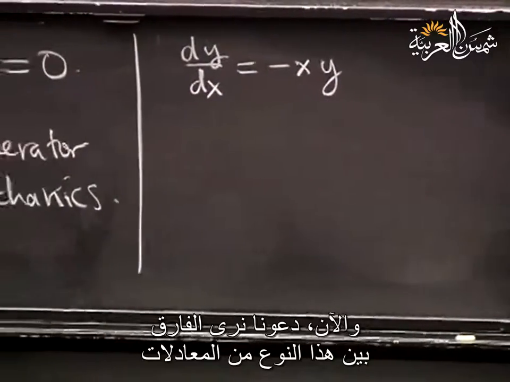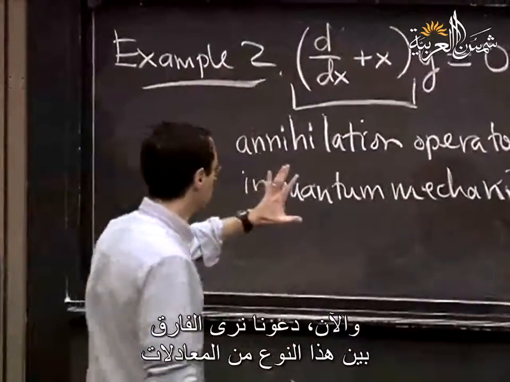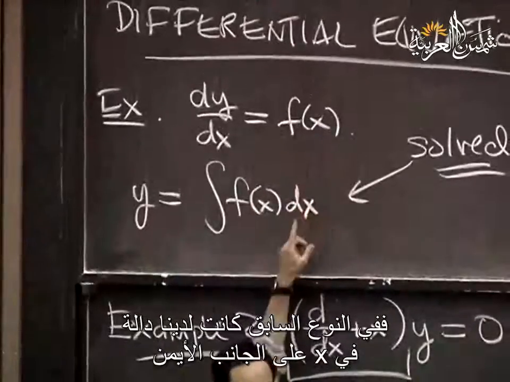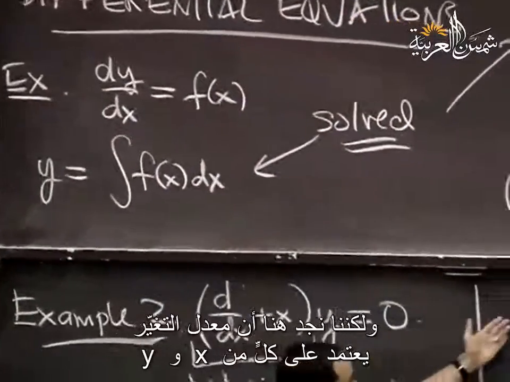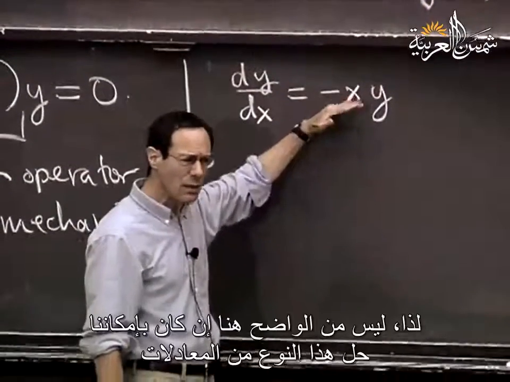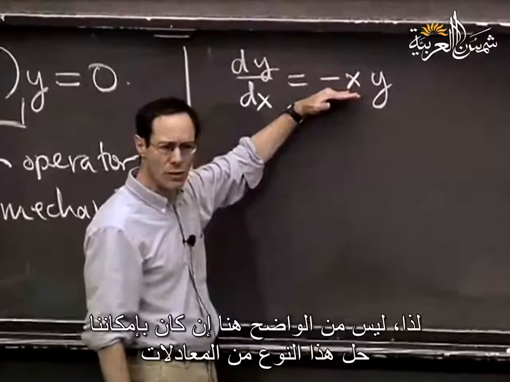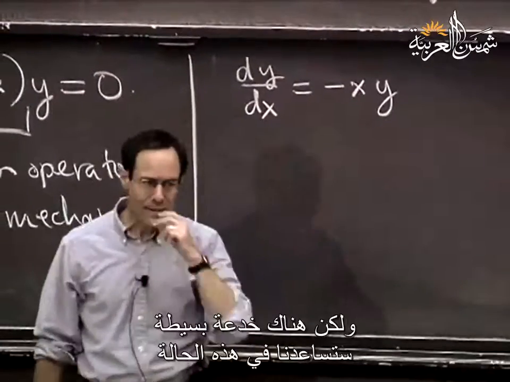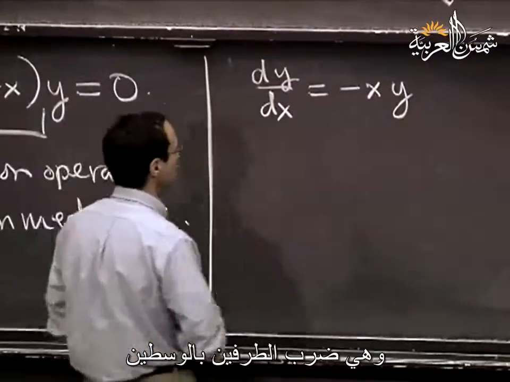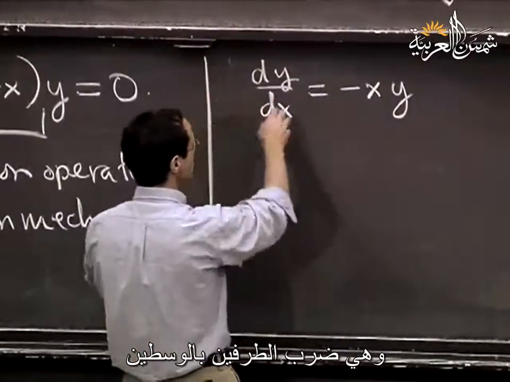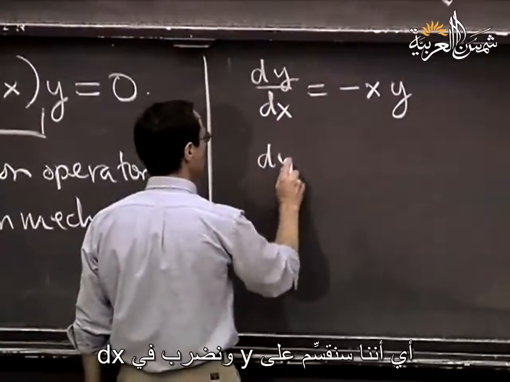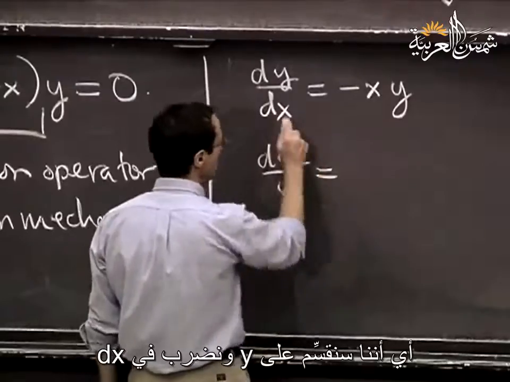Now here is where you see the difference between this type of equation and the previous type. In the previous equation, we just had a function of x on the right-hand side, but here the rate of change depends on both x and y. So it's not clear at all that we can solve this kind of equation. But there is a remarkable trick which works very well in this case, which is to use multiplication, to use this idea of differentials that we talked about last time. Namely, we divide by y and multiply by dx.